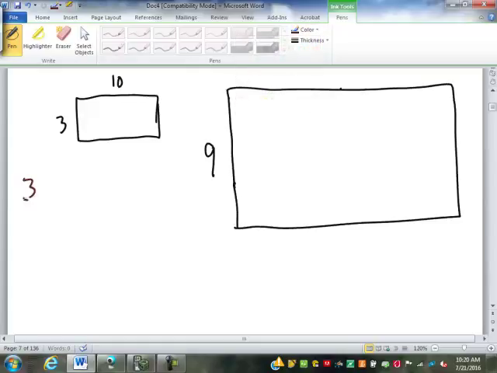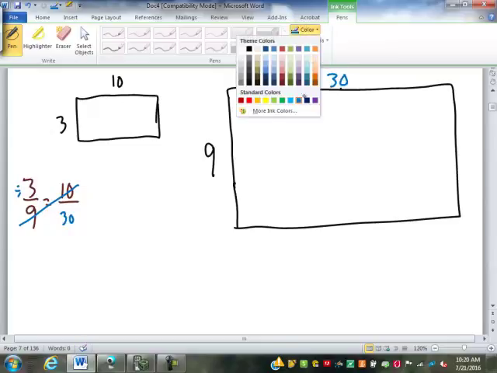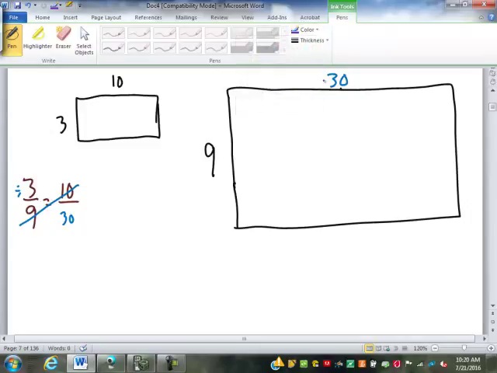Well, the ratio is 3 to 9, right? Where's the 10 go? On top. So my missing side on bottom, 9 times 10 divided by 3 gives me 30. This has to be 30 units long. What's the area of this one? Well, 3 times 10, right? Length times width is 30 units squared, whatever those units are.